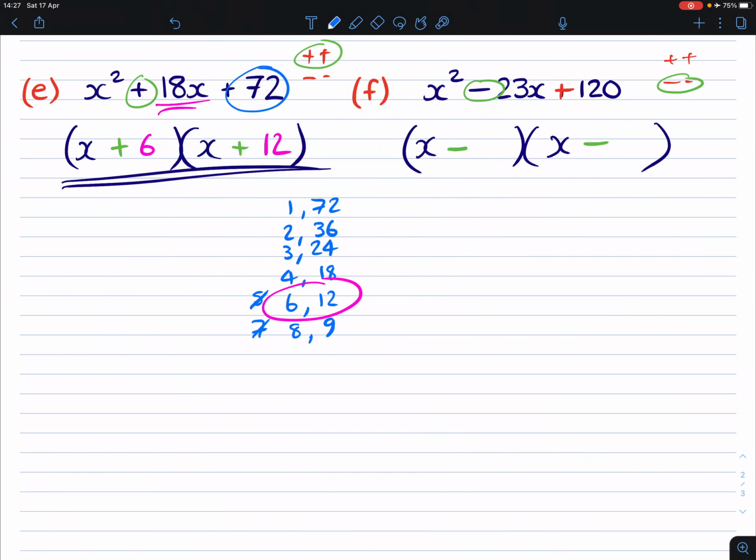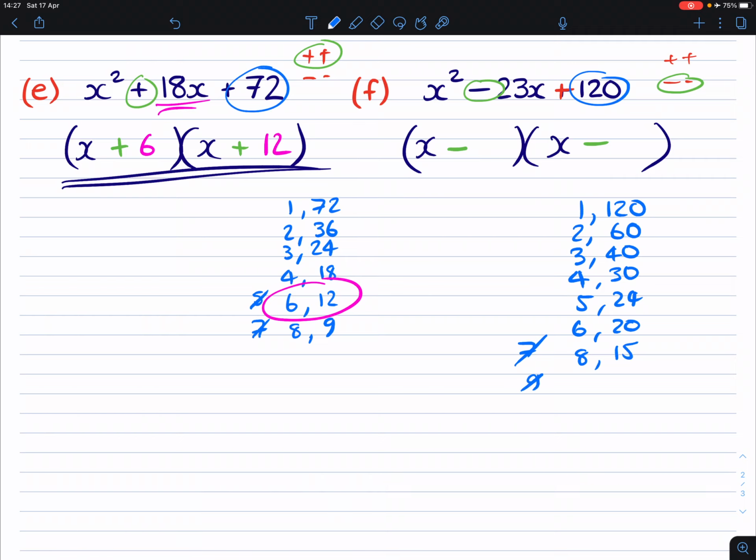Factors of 120, there are a lot of them. List them out to consider it. Can be divided by 1, divided by 2 gives 60, 3 gives 40, 4 gives 30, 5 gives 24, 6 gives 20, 7 doesn't work, 8 gives 15, 9 doesn't work, 10 gives 12, 11 doesn't work, and then 12 would be the next one. So that is our full list there.